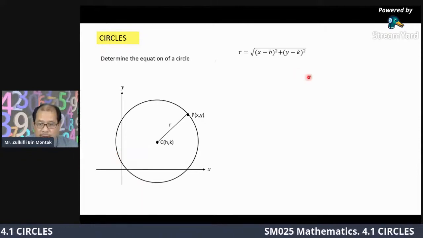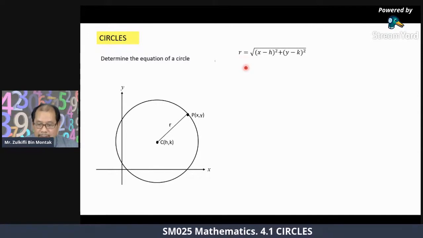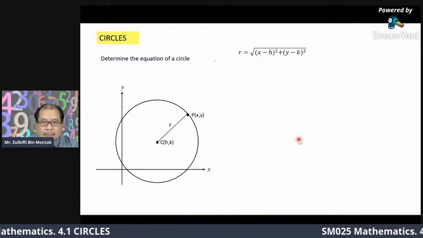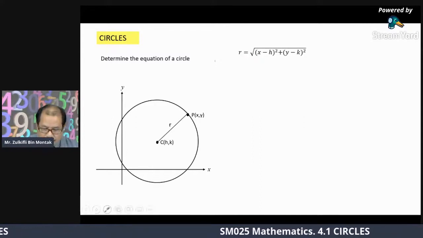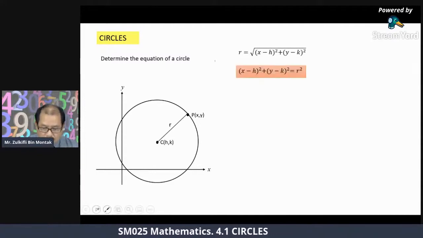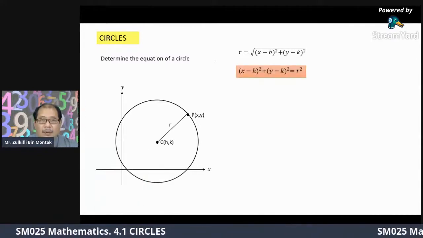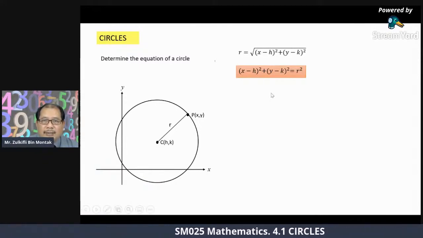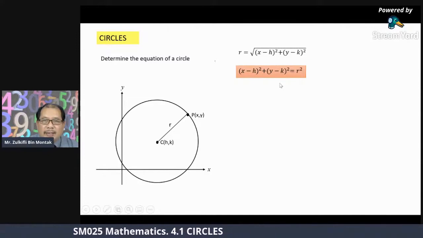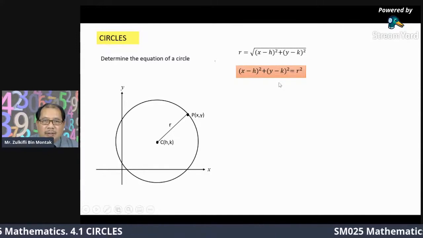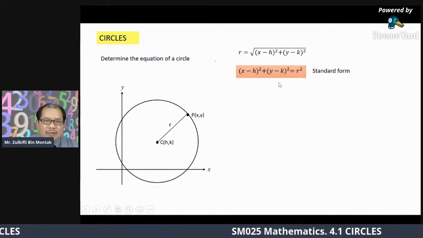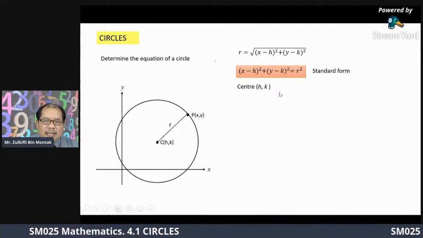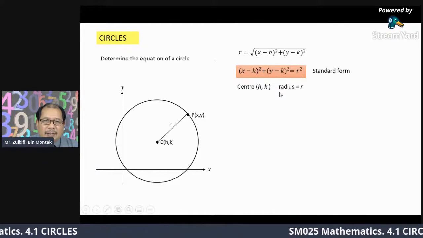Next, x minus h square plus y minus k square equal to r square. This is what we call the standard form. It's the standard form for the circle with the center (h, k) and the radius equal to r.